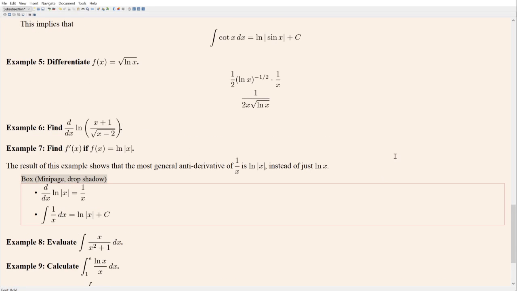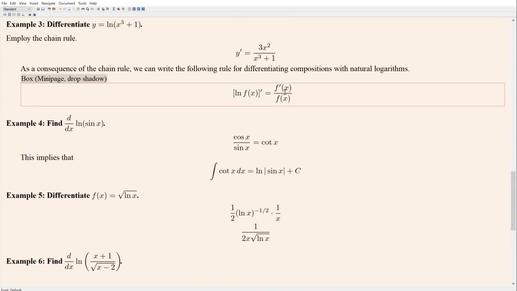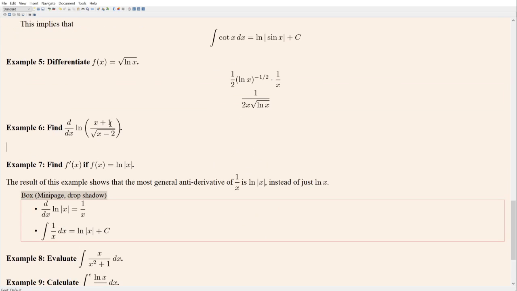What about this one? Once again, we have a natural log of stuff, and we're differentiating it. So we could just employ this rule: take the derivative of everything inside, and then divide by everything inside. But I would have to use the quotient rule, and I don't really like the quotient rule. So you know what we can do instead? Let's use the laws of logarithms to expand this expression first, and then differentiate, because that's going to make things tremendously simpler.